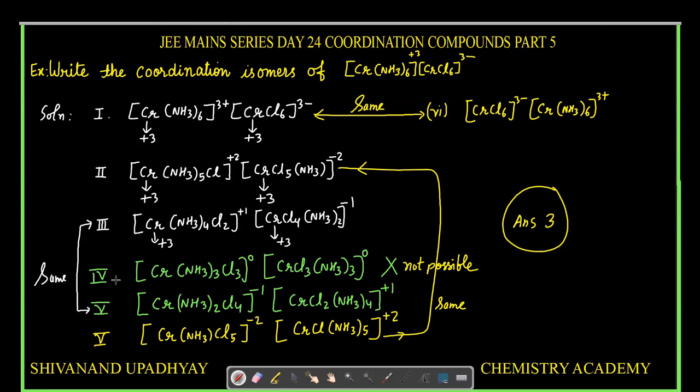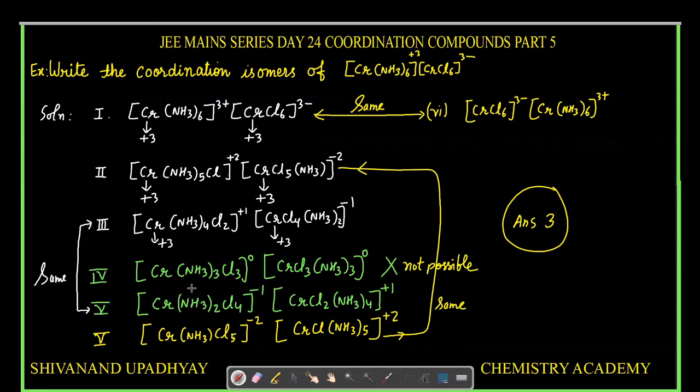Now, the fourth case: if I exchange three ligands, this and this, then chromium, and this is 3 negatively charged, chromium will be in +3 oxidation state, but now this is not an ionic complex, it is a neutral complex, right? So we'll discard this, this is not possible, because the first condition is that the complex cation, complex anion type of complex compound should be there. So a neutral complex is not possible.